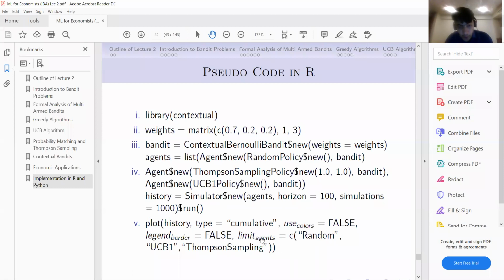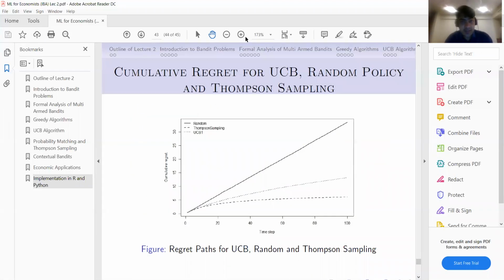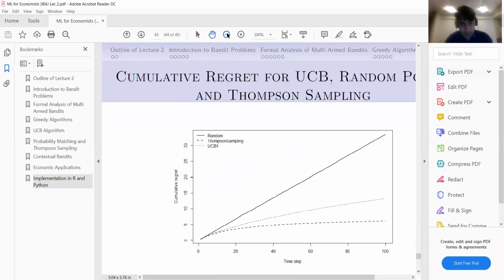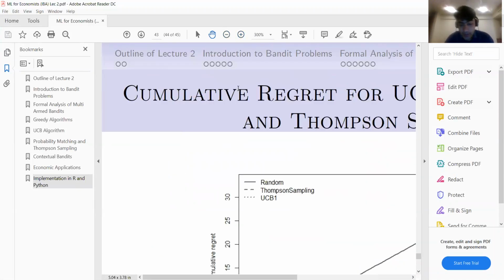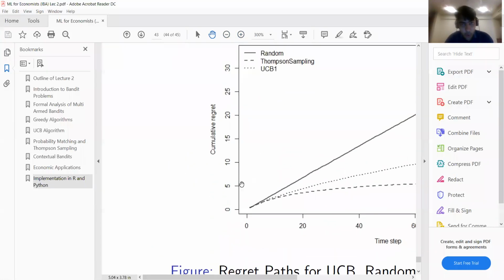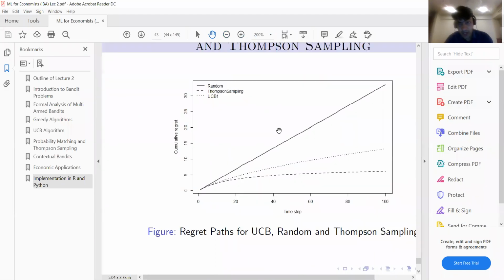If you don't use any option by default, it's going to plot the regret for all of these: random, UCB as well as Thompson sampling. And then the last slide, this is just a graph that I produced yesterday. When you implement the code that I have written in the last slide, this is the graph that you get. On the y-axis you have cumulative regret over time, 100 is the horizon, and you have time steps on the x-axis. These are cumulative regret paths.